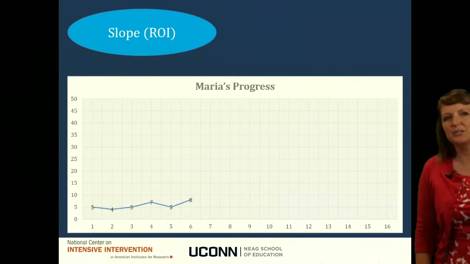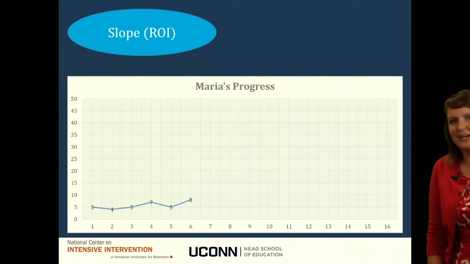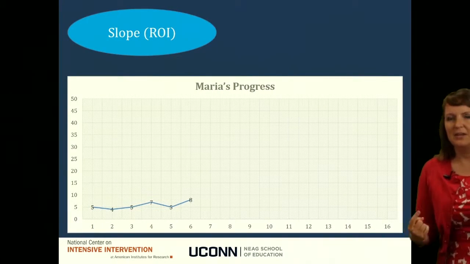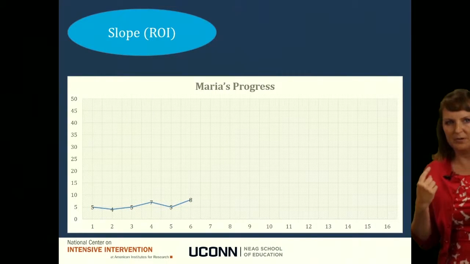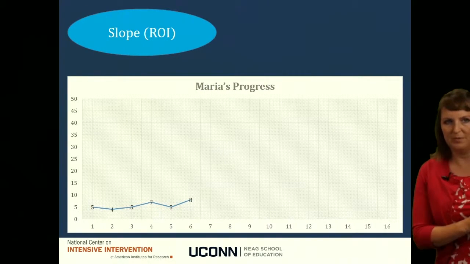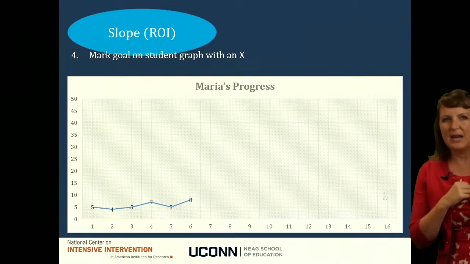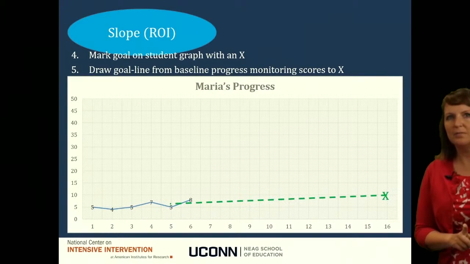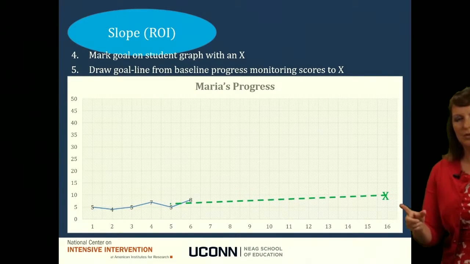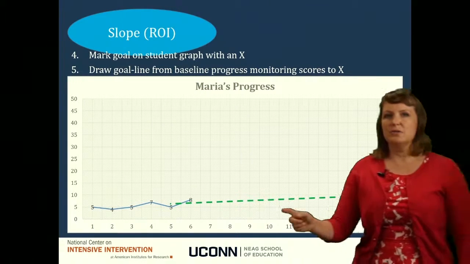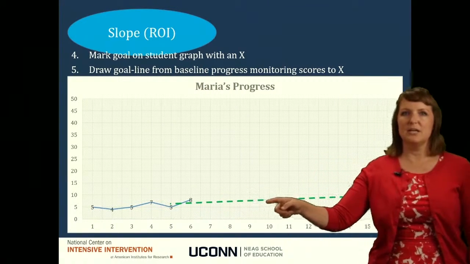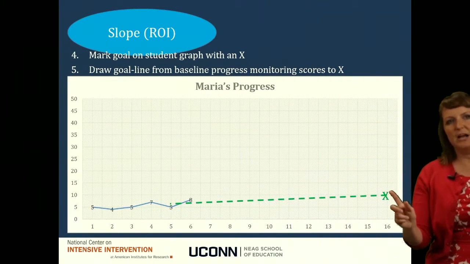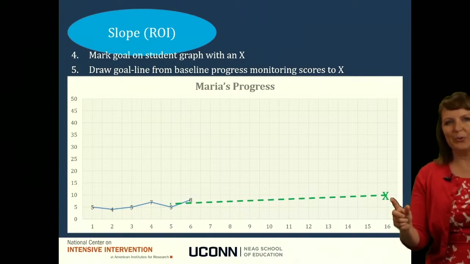So now let's go to Maria's graph. I'll scoot over here to the side as much as I can. 9.7. That would be Maria's goal if we were using the slope data to determine her goal. So I'm going to put 9.7 on my graph, and then I'm going to draw in my goal line. There we go, from the baseline scores to the goal line. And so now, using that data, I'm going to see how well Maria is on track to meet this goal.